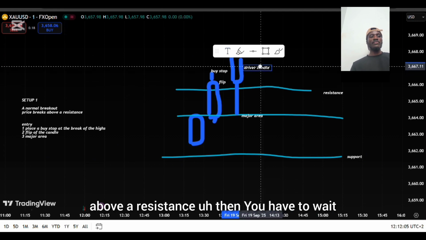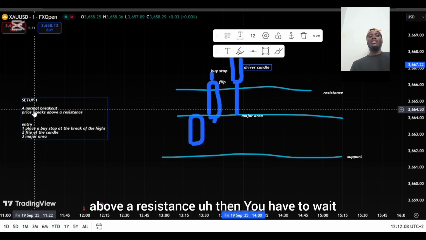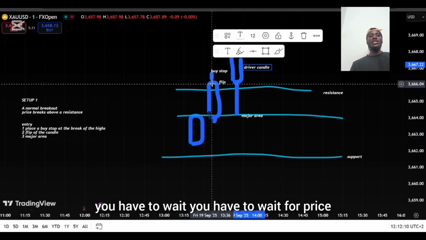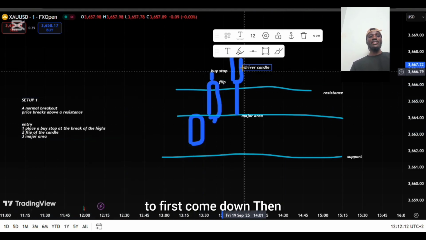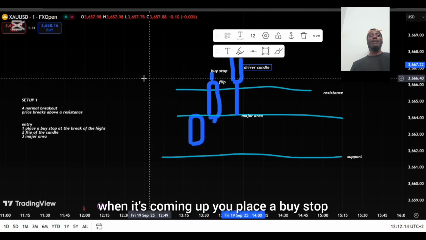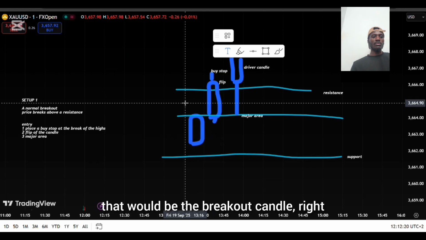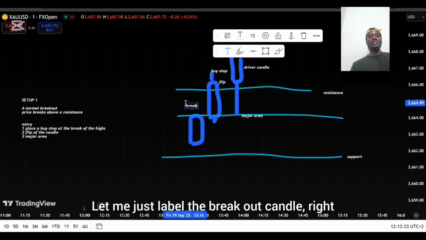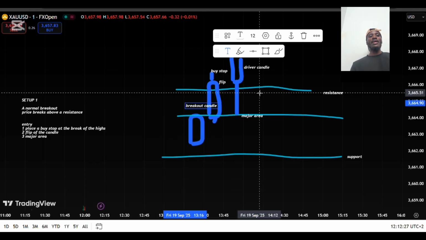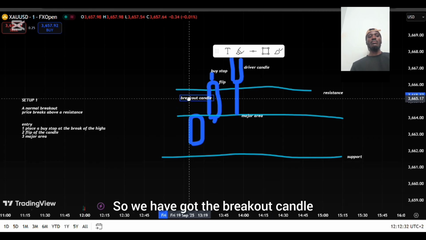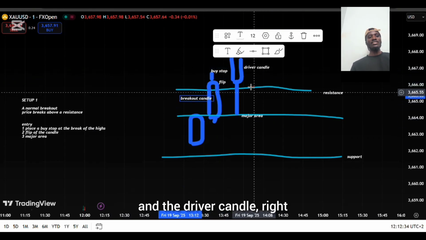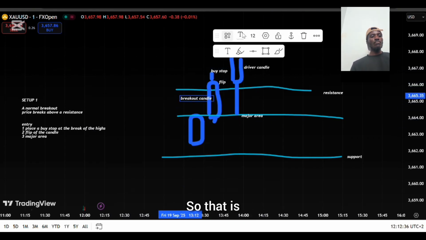Price breaks above a resistance, then you have to wait. You have to wait for price to first come down. Then when it's coming up, you place a buy stop at the break of the previous candle highs. So that will be the breakout candle, right? Let me just label the breakout candle. That is the breakout candle and the driver candle. So we have got the breakout candle and the driver candle, right? So that is the setup number 1.